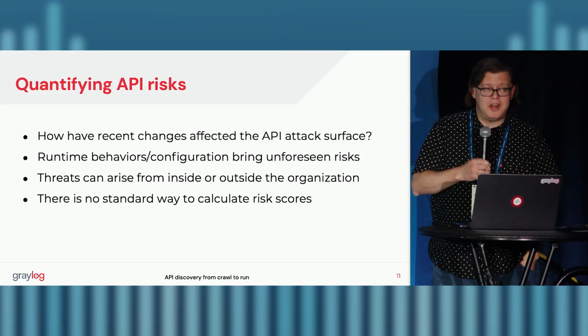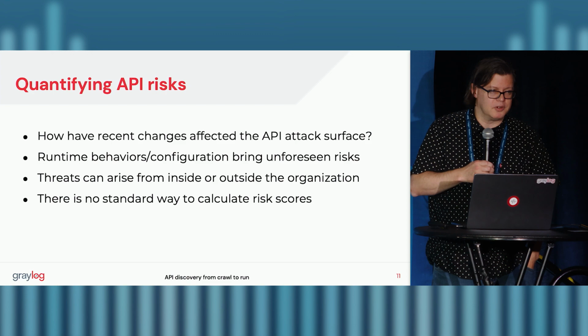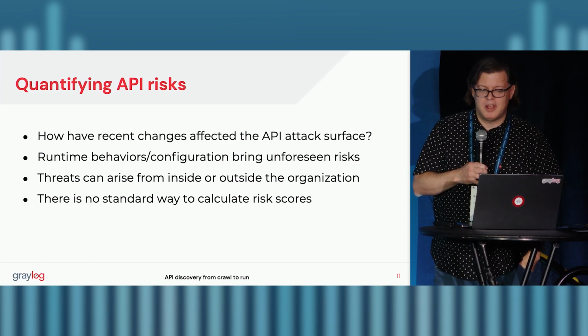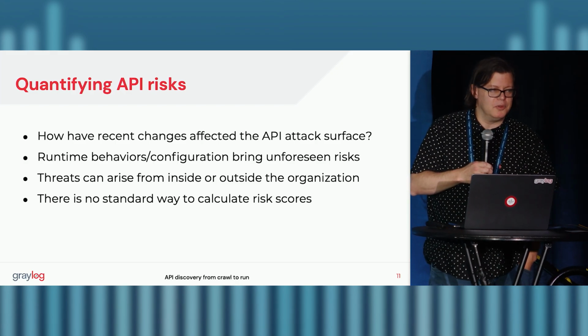Unfortunately, there's no standard way to calculate risk scores. So this is something that pretty much every organization has to figure out on their own. There isn't something like OpenAPI that is the ready, easy-to-apply standard solution here. Maybe there will be one at some point. That would be fun.